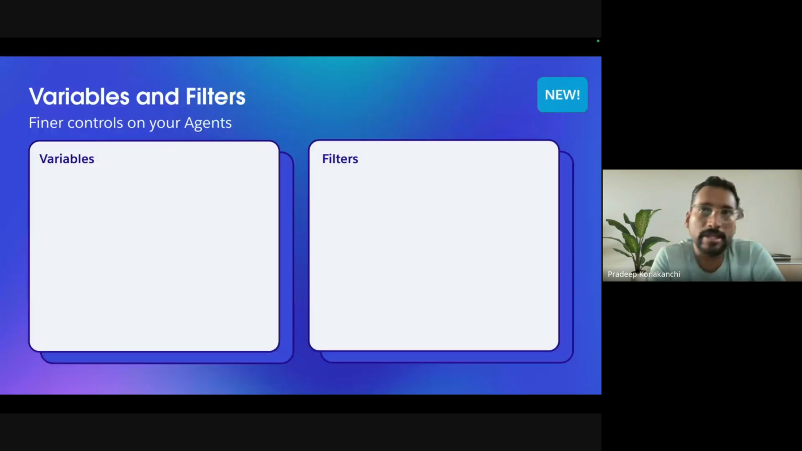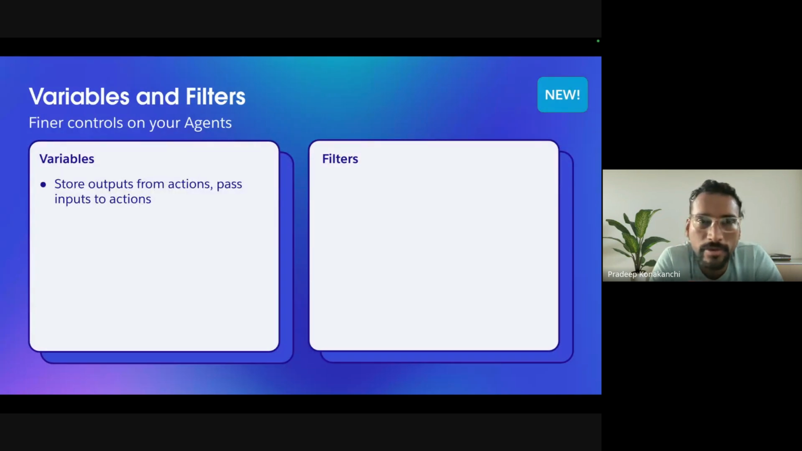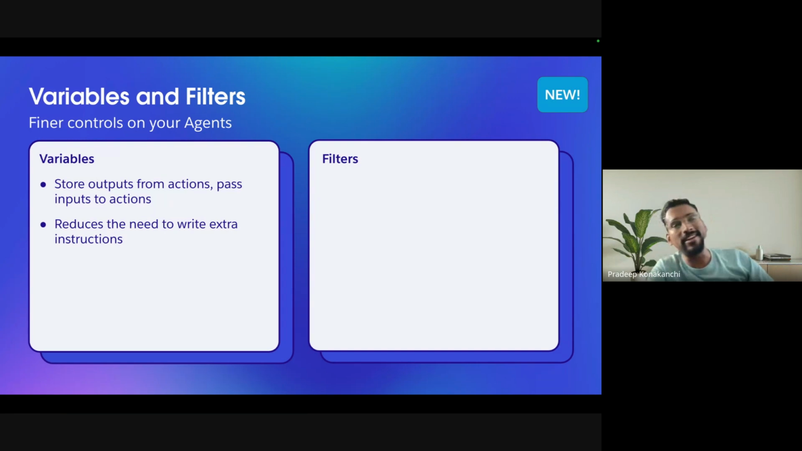Okay, so variables and filters, right? As I said, finer control on your agents gives you the power and the capability as a developer to enforce a particular flow in your execution. It can store your inputs and pass them to actions. And the main thing is it reduces the need to write more and more instructions. What happens with instructions is that each person writes their own instructions in their own way. There is no standard way. Of course there are good practices, but there is no guarantee that every developer writes instructions in a 100% compliant way.